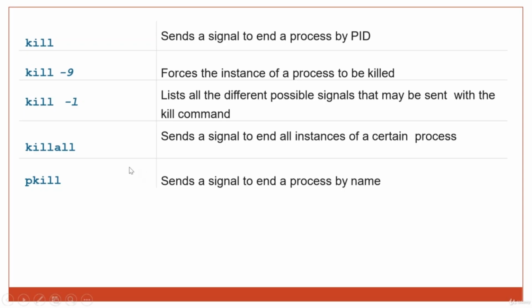Now again, here you can see that we have other options as well. For example, kill -9 will force the instance of a process to be killed. kill -l will give you the list. killall will kill all the instances related to a particular process. For example, in Firefox, you have opened 10 different websites. All these websites have their own individual IDs. Everything will be killed if we kill Firefox, which means all the web browsing sessions will get killed. And then finally, we have pkill, which will send a signal to end the process by name.